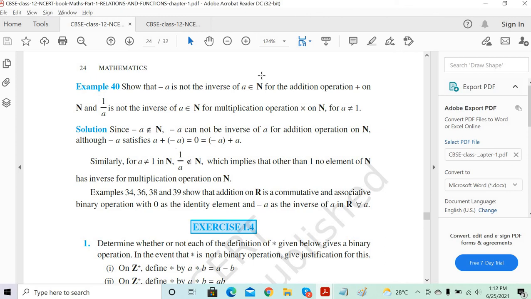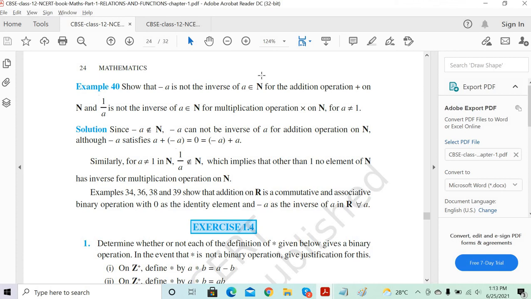Like 2 has the inverse minus 2. So any negative number is not part of the natural numbers. So this operation cannot be. Minus a cannot be there. That funda of minus a, which was the inverse in the real numbers, therefore does not belong to n, so it's not there. This is an oral question. So for addition we have taken it out.